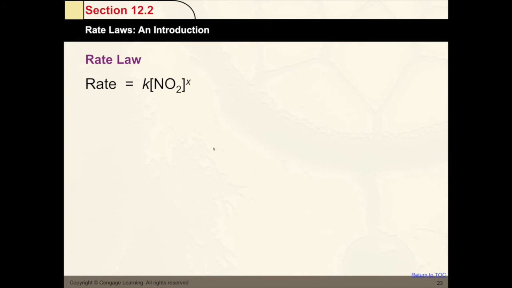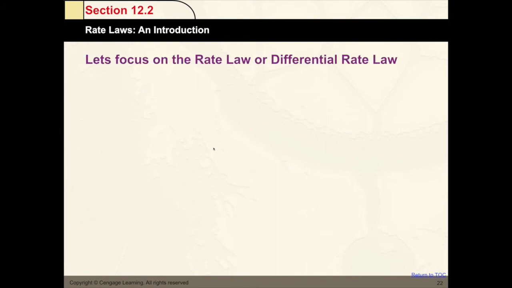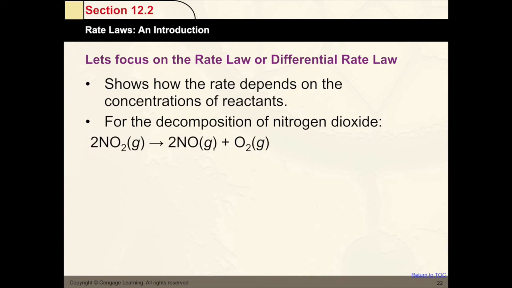And so you get some sort of equation set up. And just to give you another hint, if you had two reactants going on, you'd have rate equals k times the concentration of one of those times the concentration of the other reactant. So this only has one reactant, so that's why we say rate equals k times the concentration of NO2 raised to the x power. And so we have to determine x and we have to determine k.